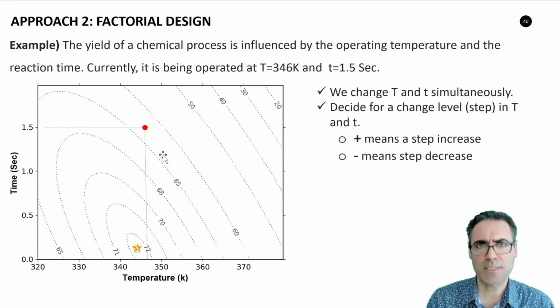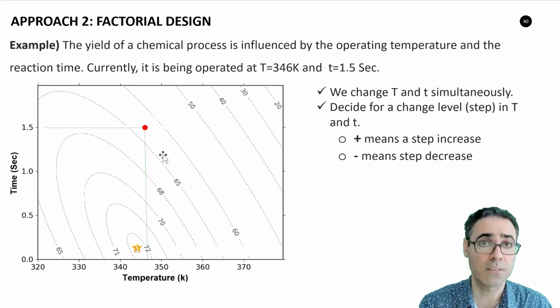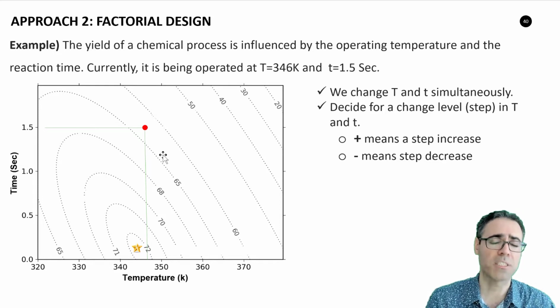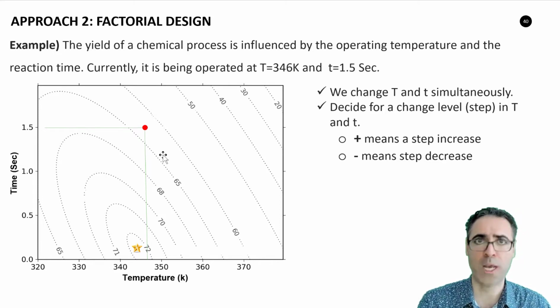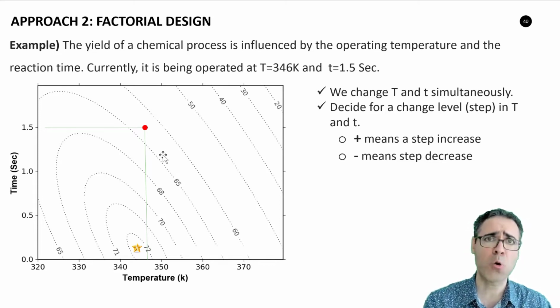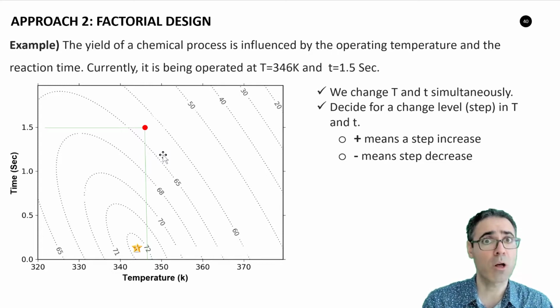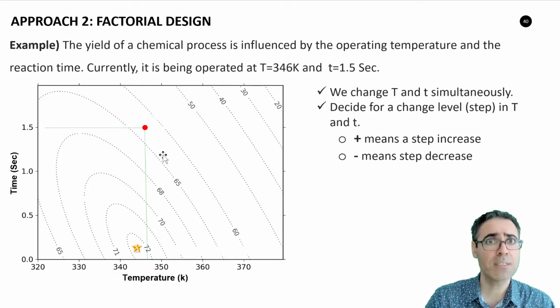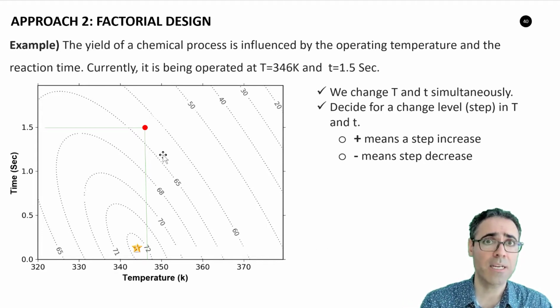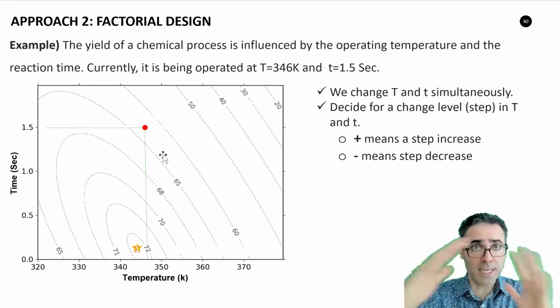We are going to decide on a step or level for how to change temperature and time. Maybe 5 degrees or 10 degrees, doesn't matter, okay? As long as we know the change is not huge, so that it doesn't result in a nonlinear behavior. So we usually stay with a small change or a small step.